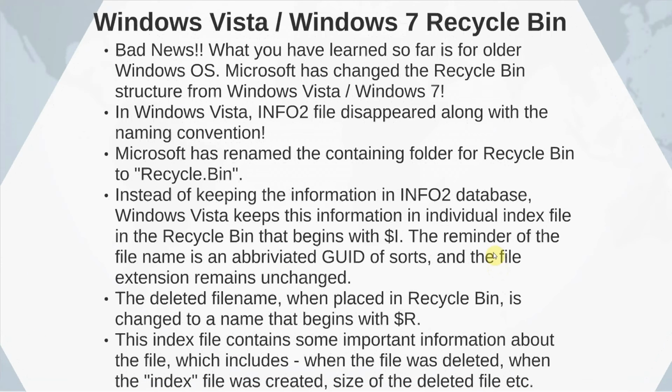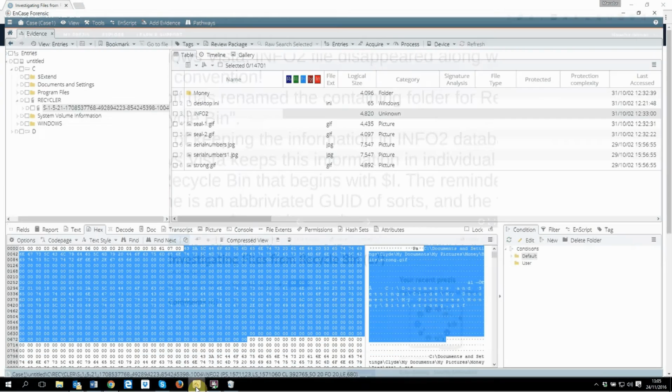Now, bad news for you. All the things you have done so far are applicable only for old Windows XP. Windows 2003 also used the Info2 file. That's very important because you will still come across a number of XP machines or 2003 machines. From Windows Vista onwards, Microsoft has stopped using the Info2 database. Instead, they are using a new type of file. They named it $I something. So what happens? Let me show you the changes.